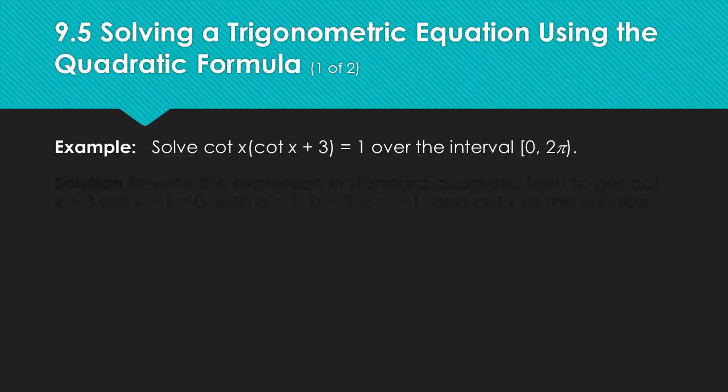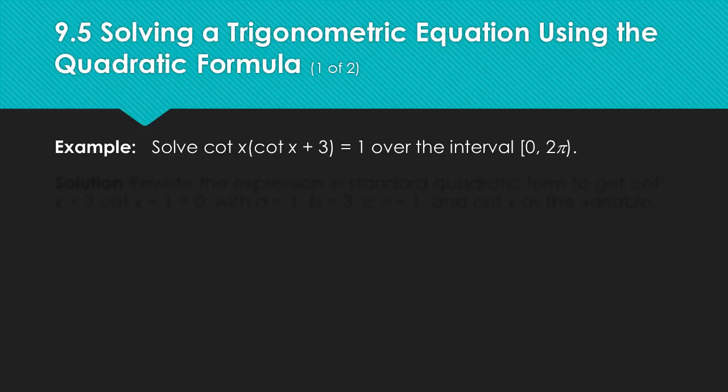All right, this time we're going to do something similar, but we're going to use the quadratic formula, which may sound a little bizarre, but hang in there. It's actually not that bad. Now what we're going to do is distribute the cotangent into the cotangent x plus 3, and then we're going to subtract the 1.